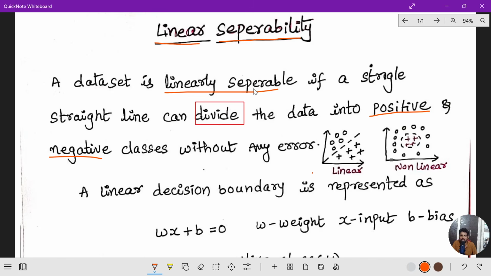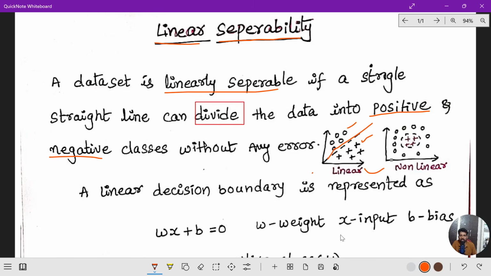You can observe here there are two types of data. The first one is, let us say, circles, and here we have plus signs. This is linearly separable because I can draw a line between these circles and plus signs. You can observe this line clearly gives the differentiation between the circles and plus signs. Hence this is called linearly separable.